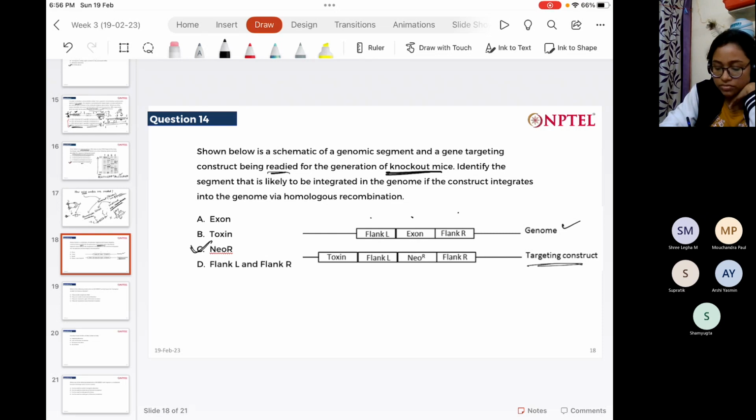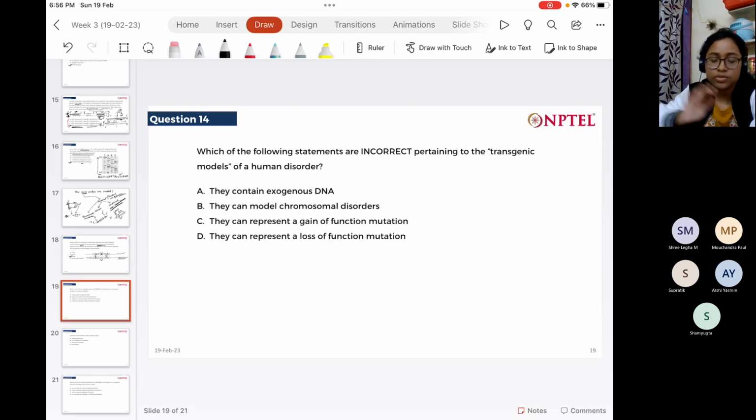So when we do a knockout, the gene which codes for toxin is not integrated, but everything else can be. Since these are allelic, the sequences are similar, so some part of the flank will also get incorporated when we are doing recombination. So NeoR is exactly the new segment that will be integrated, and the exon will be deleted. So the answer is option C.